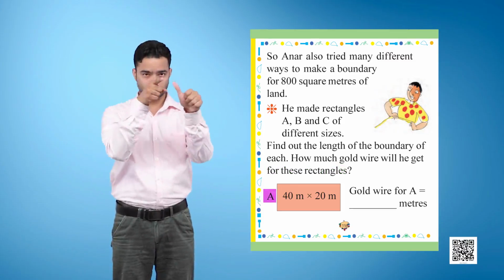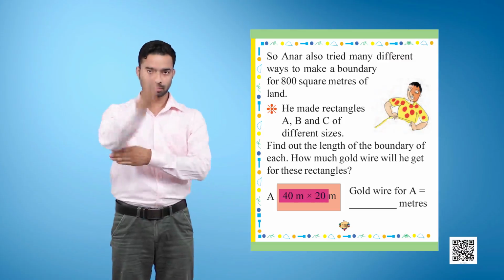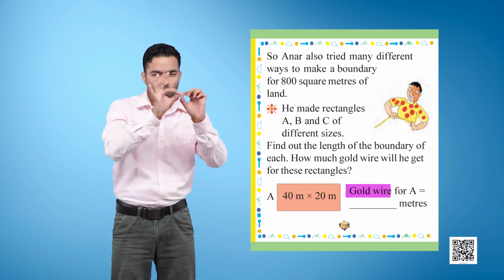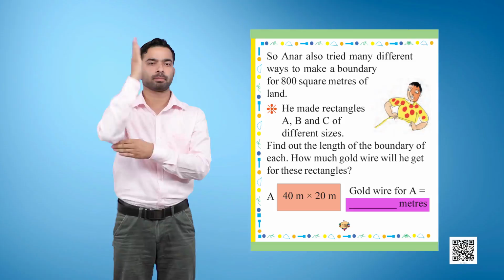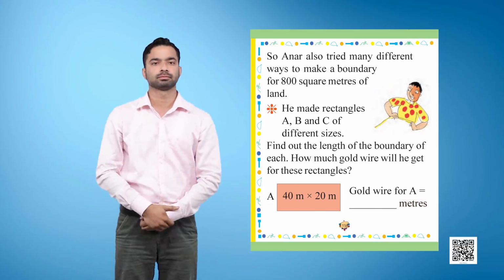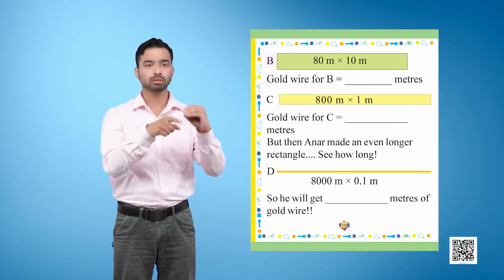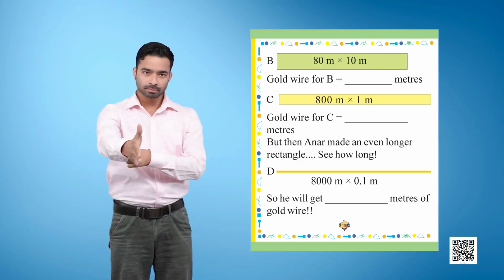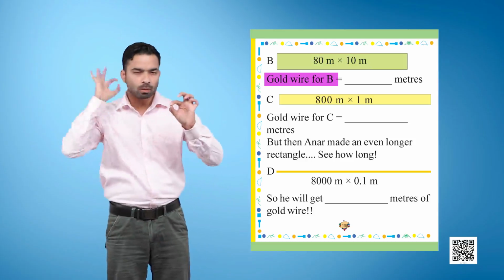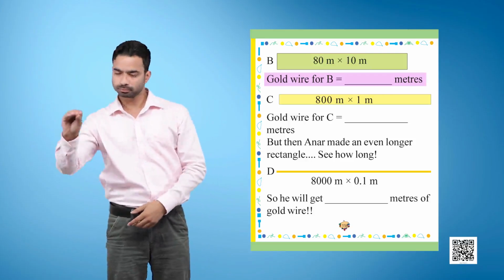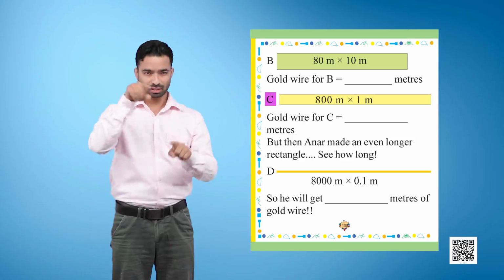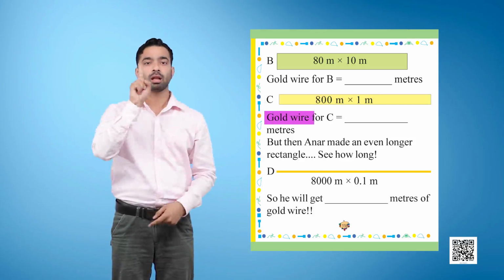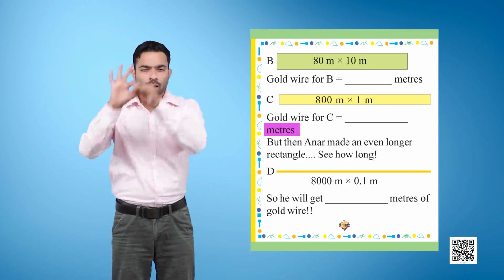Rectangle A, 40 meters by 20 meters. Gold wire for A is equal to dash meters. Rectangle B, 80 meters by 10 meters. Gold wire for B is equal to dash meters. Rectangle C, 800 meters by 1 meter. Gold wire for C is equal to dash meters.